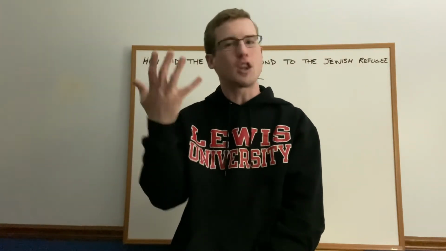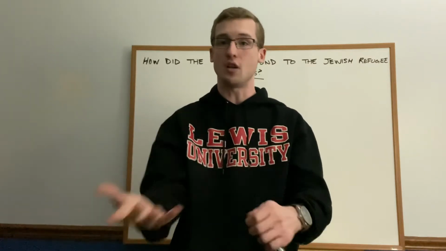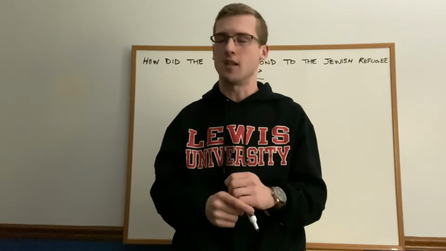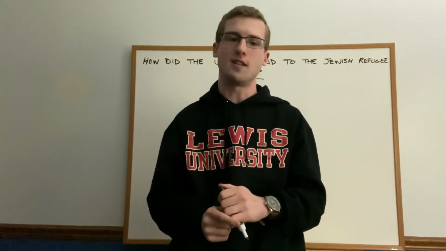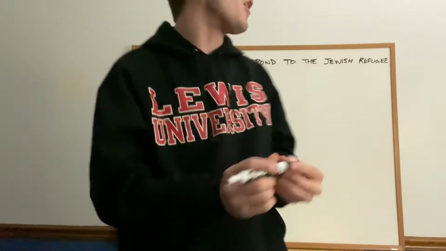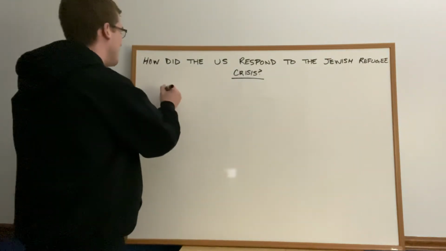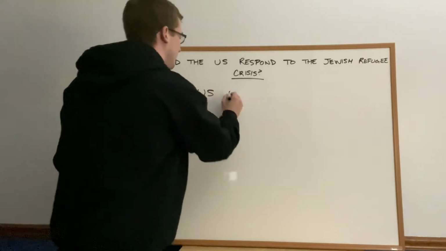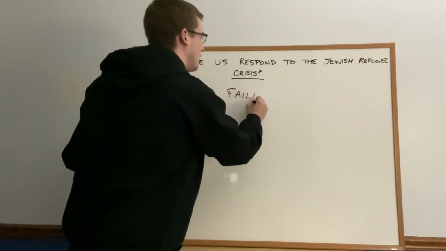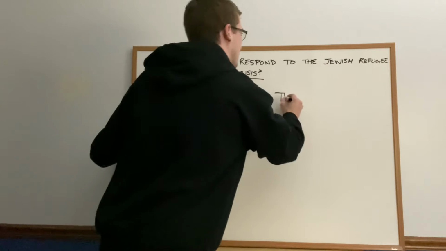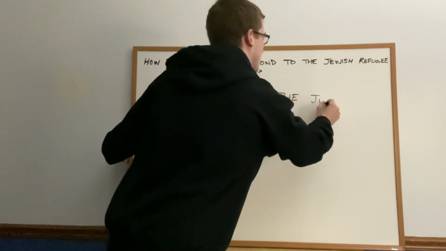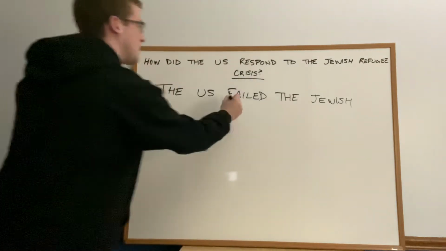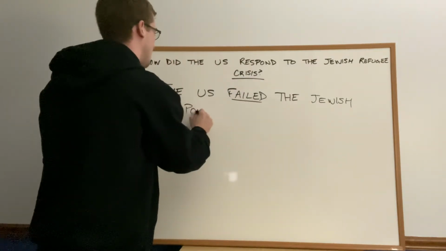So I'm making a 3-paragraph essay just in a video to you, in a lesson, where I'm making a historical argument about how the United States responded during the Jewish refugee crisis. So let's get started. My thesis is quite bold and quite clear. It's that the United States failed the Jewish population. You can go ahead and write that on your Google Doc. You just type that in. The United States failed the Jewish population in the 1930s.